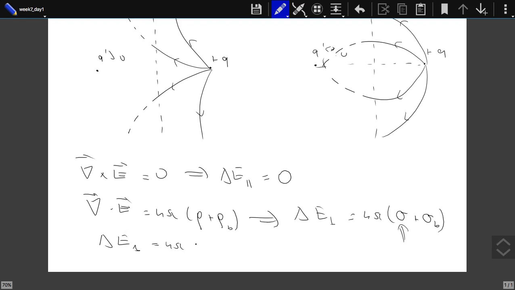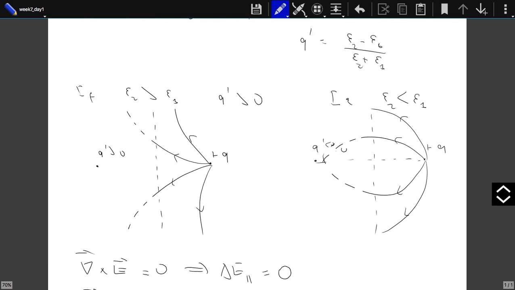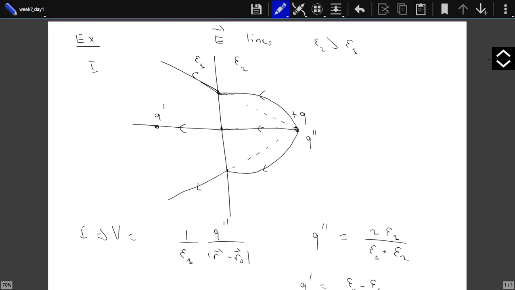Now, in this case, we have dielectrics. We only put a single charge at the point R0, so sigma is 0. But since the medium is polarized, sigma b is non-zero. So E1 will be equal to 4 pi sigma b. Now let's see whether the surface charge is positive or negative.